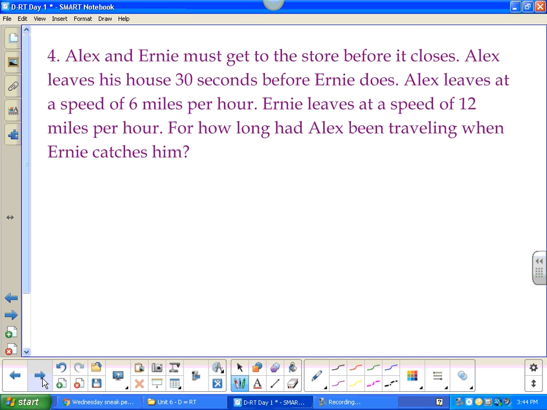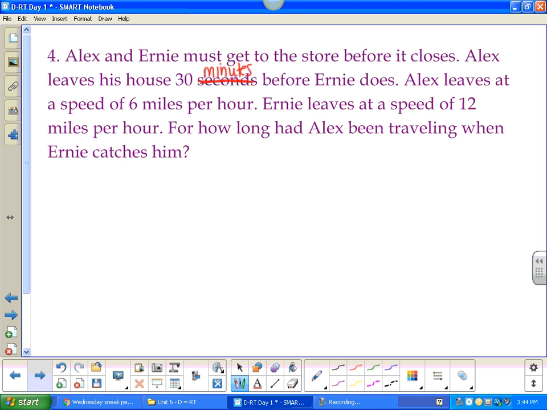Okay, this next one is a little tricky, so we're kind of cranking it up a notch. Alex and Ernie must go to the store before it closes. Alex leaves his house 30 seconds before Ernie does. I think that's supposed to say minutes. Yeah. 30 minutes before Ernie does. Alex leaves at a speed of 6 miles per hour. Ernie leaves at a speed of 12 miles per hour. How long had Alex been traveling when Ernie catches him?